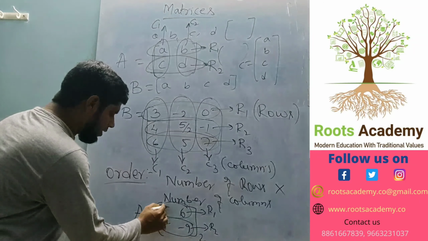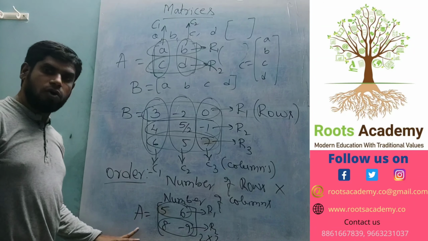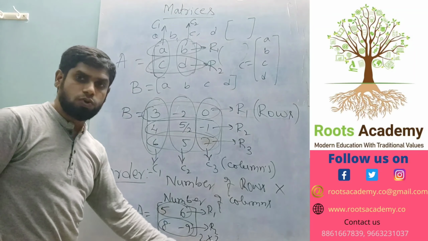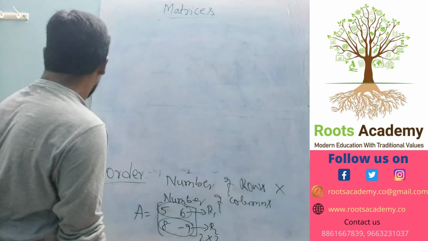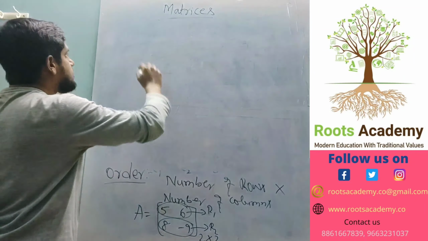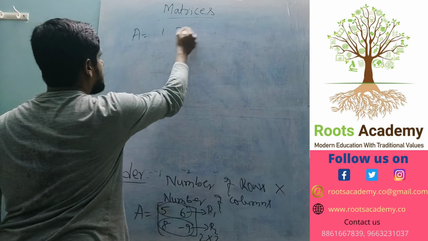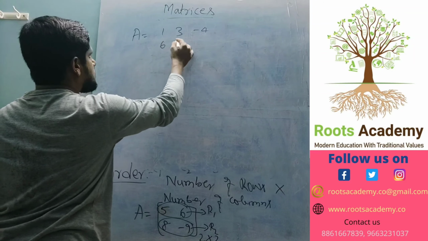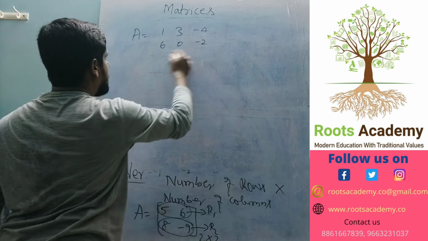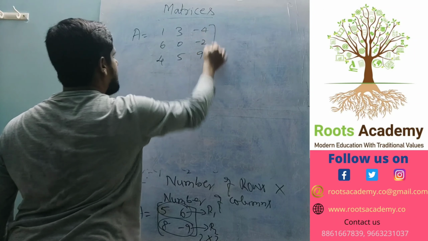And how many columns are there? There are 2 columns here. So student, the order of this matrix is 2 cross 2. Let us take few more examples for order of matrix. For example, I have a matrix 1, 3 minus 4, 6, 0 minus 2, 4, 5, 9.